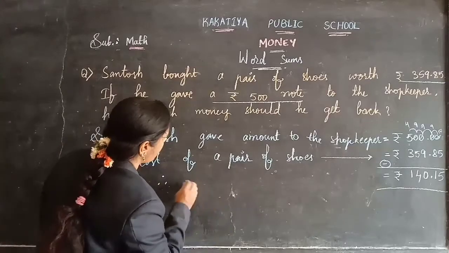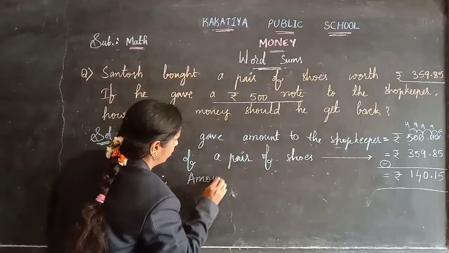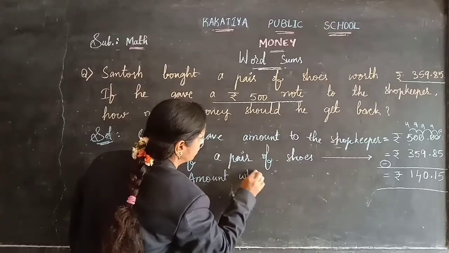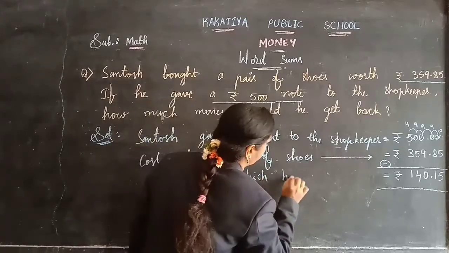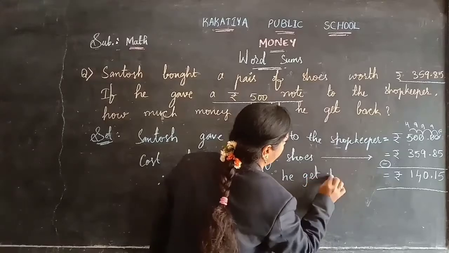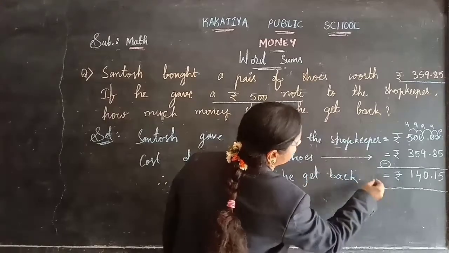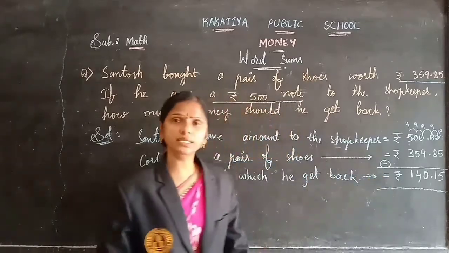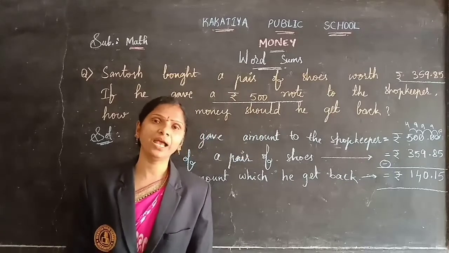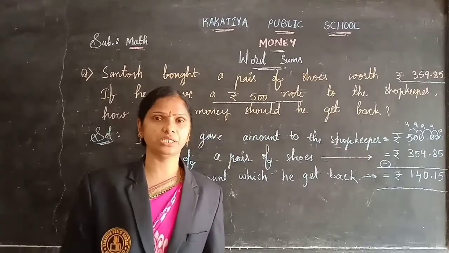Therefore, the amount which he gets back. Yes, children? Is it clear? Whenever you are finding the get back amount, compulsorily you need to do the subtraction.